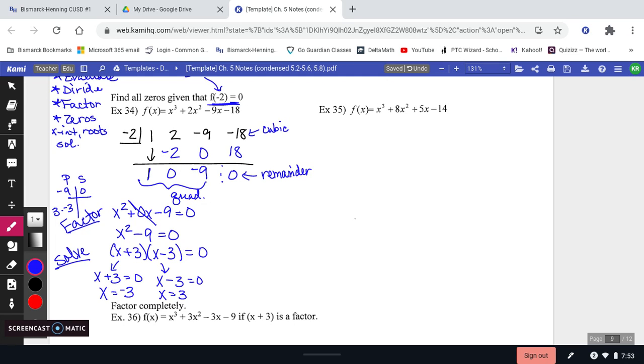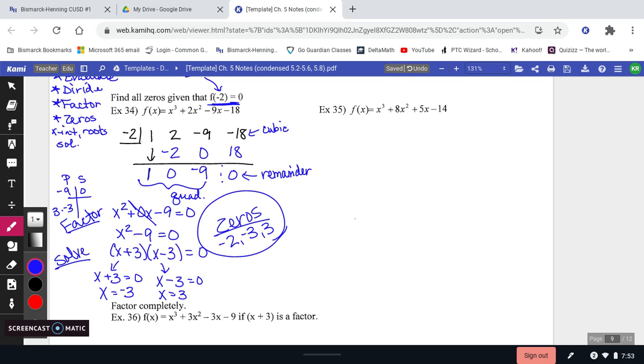So what are the zeros? That was our ultimate goal. Find the zeros. Well, negative 2 was given to us, then we found negative 3 and positive 3. Now look, you have 3 solutions, which makes sense. We had a cubic, an x cubed, that means you are looking for 3 solutions.